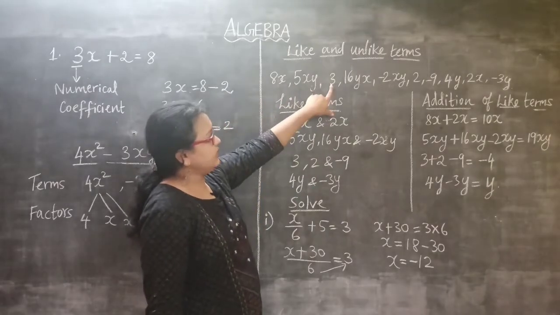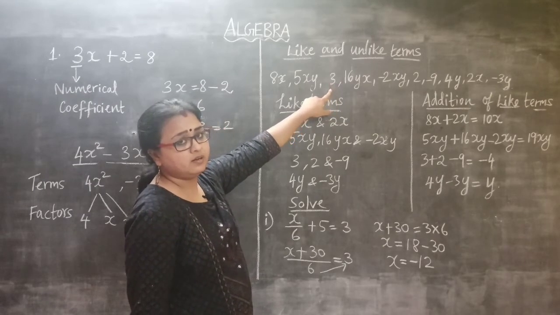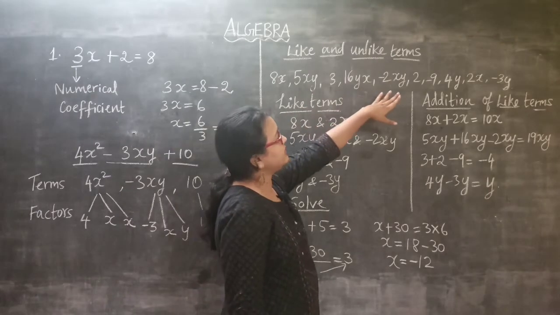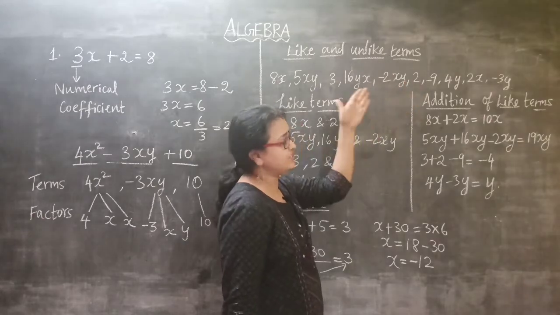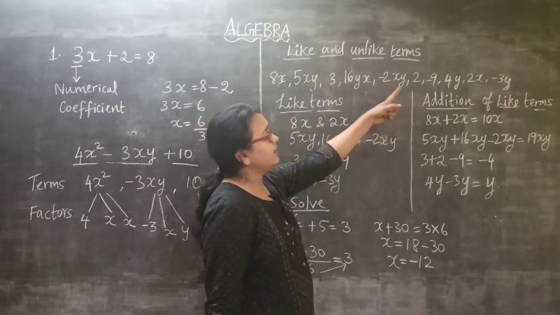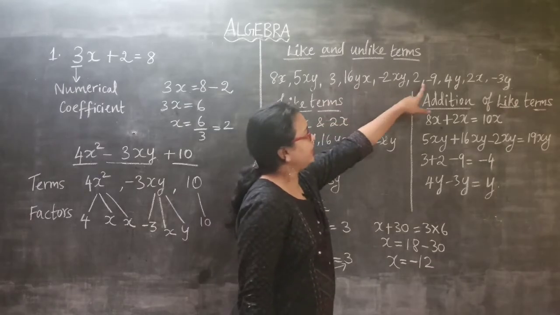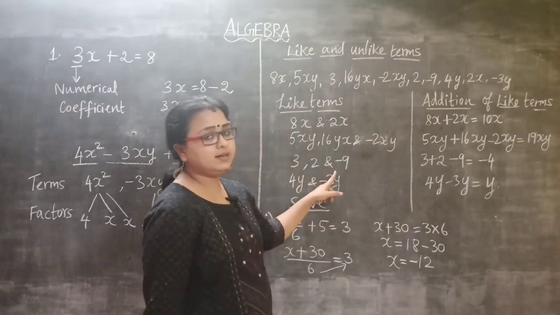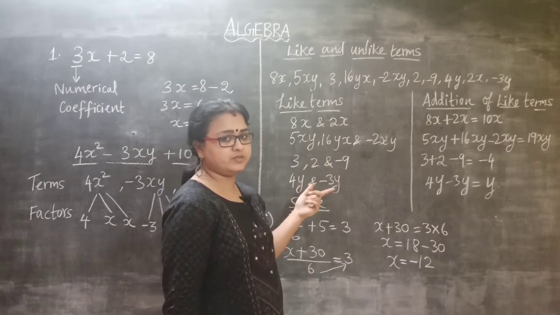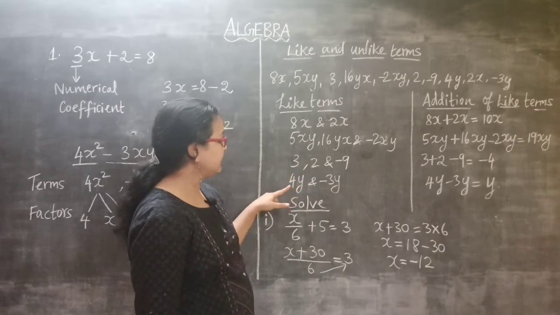Next one is 3. Is there any variable? No. So 3 is a constant. Along with that we need to see which other constants are matching up. So 3, 2 and minus 9. There are no other constants here because all the others have their own variables. So 3, 2 and minus 9 are the like terms. Again, it doesn't matter whether there is a negative or positive sign. The only thing we need to see is whether they are constants or not. That's it.